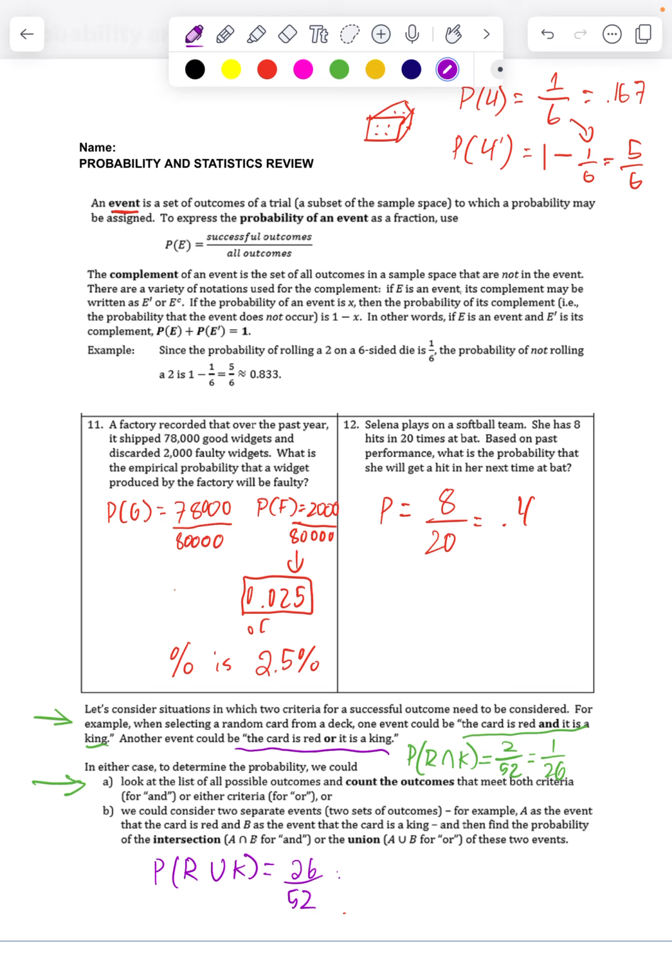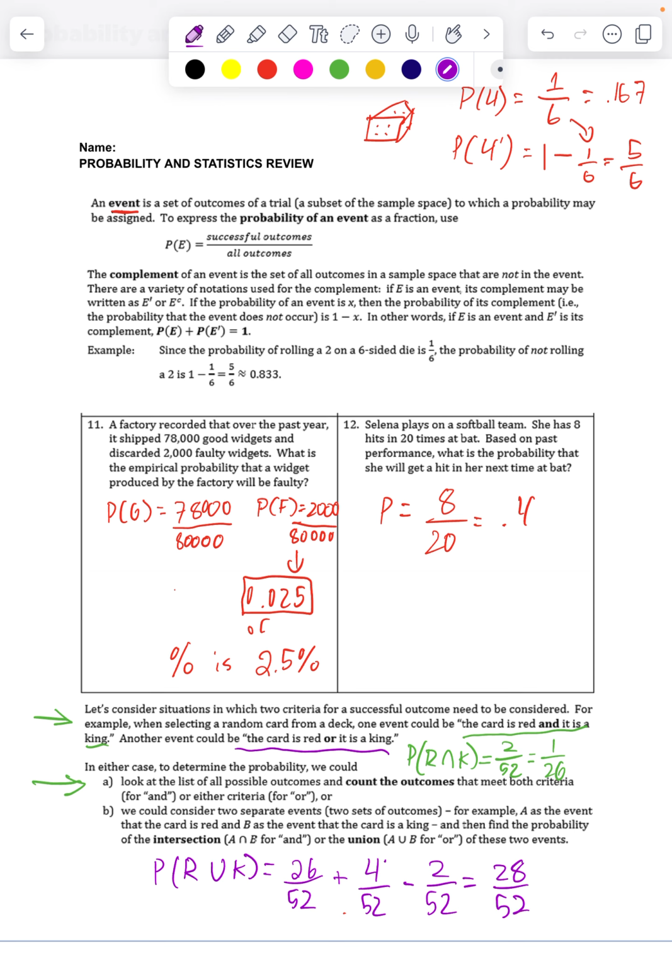And the probability of things being kings is going to be 4 out of 52. But we have to subtract their overlap, because we're counting 2 kings twice, since there are 2 red kings and 4 kings in total. So we're going to subtract another 2 kings, so we're not counting these kings twice. And that's going to be 28 over 52.